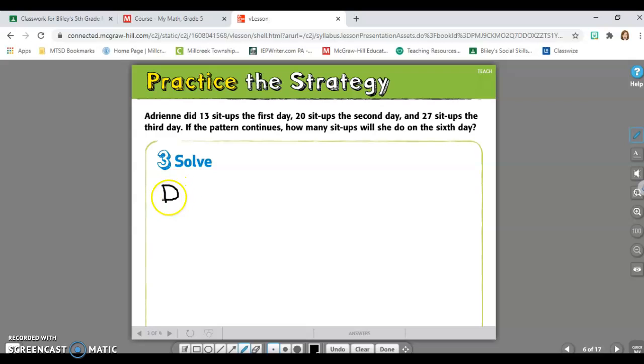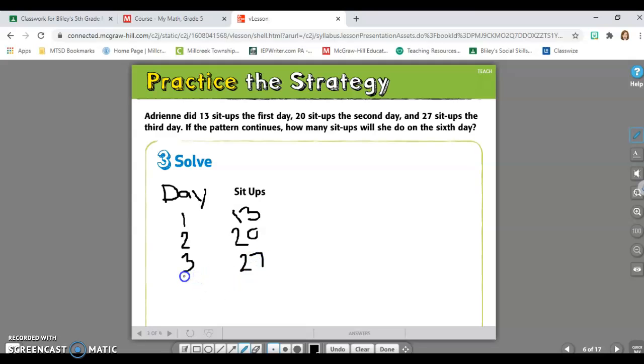So we know day one. This is why I'm going to make a fancy little chart, hopefully. So we have day and how many sit-ups. The first day, she did 13 sit-ups. The second day, she did 20 sit-ups. The third day, she did 27 sit-ups. So we are increasing each time by what? Each time we're adding 7, right?